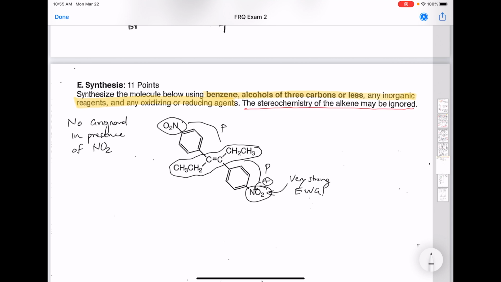And another thing that we have to note is that the NO2 substituent is also a meta-director, right? So if we had the NO2 group here first before the alkene group, it would not make sense, because the NO2 group could not direct the alkene group to a para position, right? Even though that's what we see here. But we do note something else.